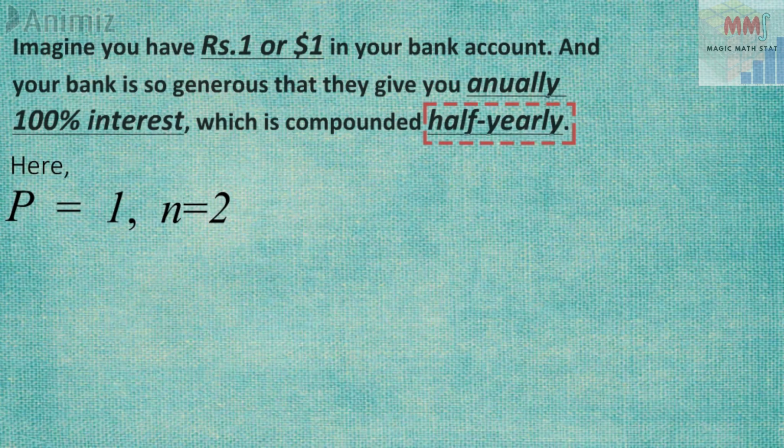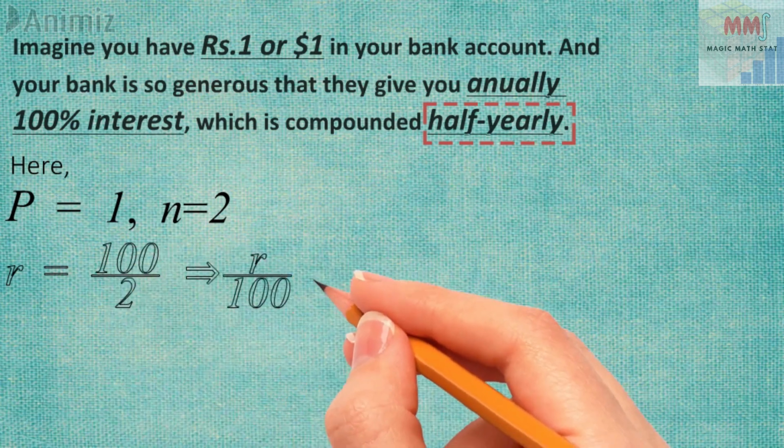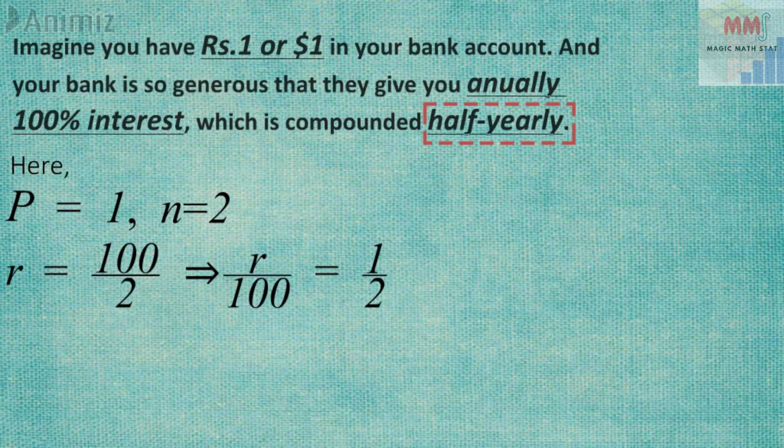Now our rate of interest, that is the R, will also change. Because if you look at the story carefully, the annual interest is 100%, but the interest is compounded half yearly. So now the interest for half a year or 6 months is half of the annual interest. So R equals 100 by 2, and that gives us R by 100 equals half.